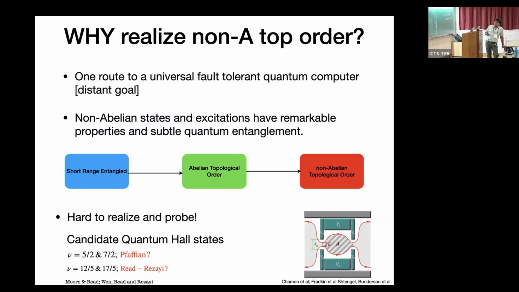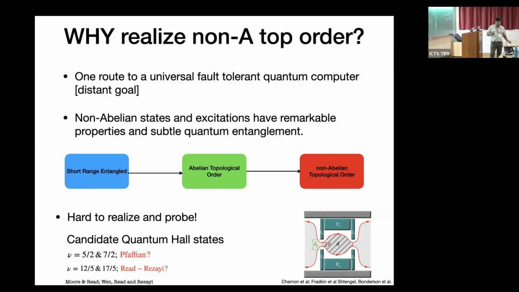Okay, just a very small word about motivation. Why study these non-abelian topological orders? I mentioned one, which is going towards fault-tolerant quantum computing, a very distant goal. But I think it's fueled a lot of interest in this area. Another thing that we realized as we worked more on this project is that non-abelian topological order is actually quite different from the abelian variety. In fact, what I feel now is that it's about as different from the abelian ones as these abelian states are from plain vanilla short-range entangled phases. Again, they're also very hard to realize and probe.